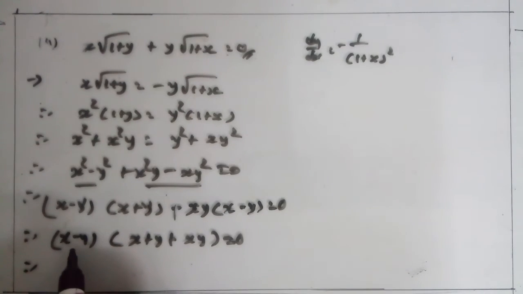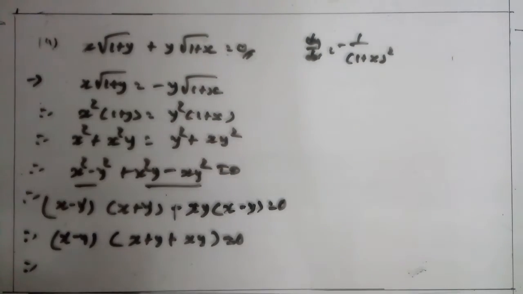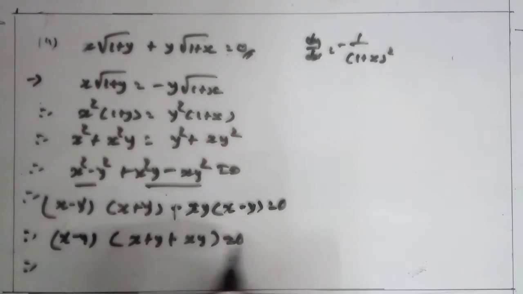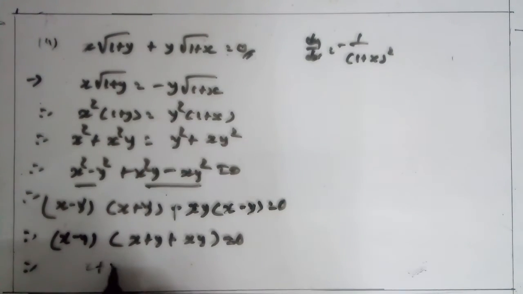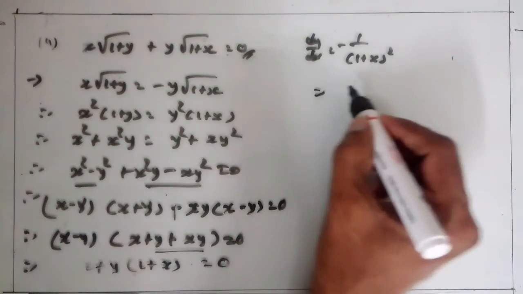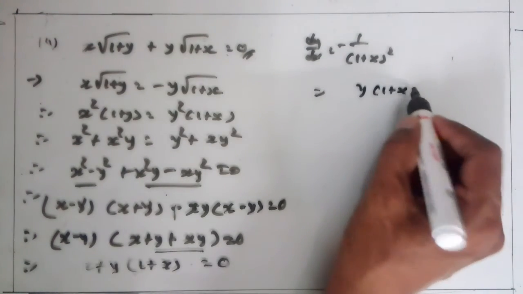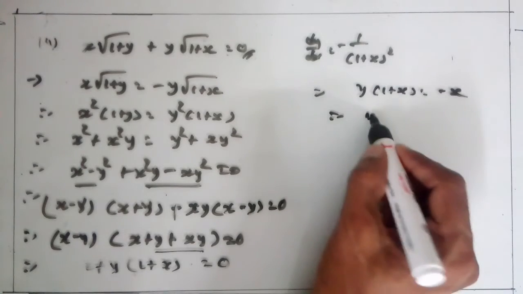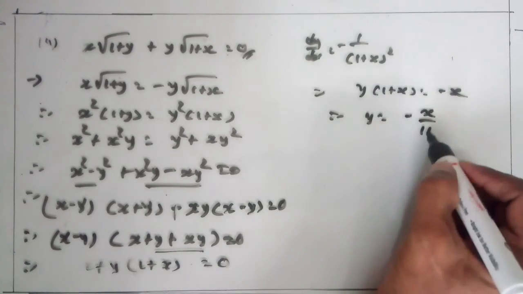Therefore, taking x minus y to the other side, 0 upon x minus y becomes 0. So x plus y plus xy equals 0. From these two terms, taking y common, y into 1 plus x is equal to minus x. Therefore y is equal to minus x upon 1 plus x.